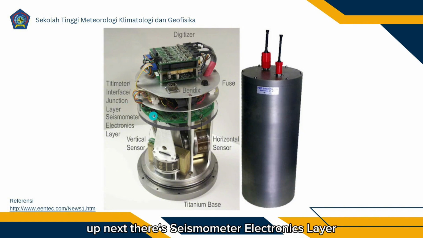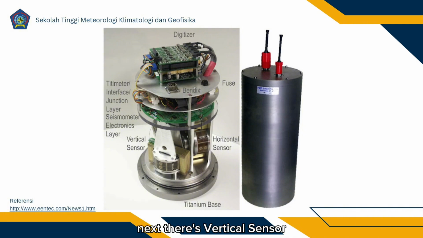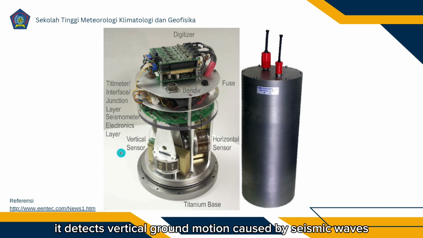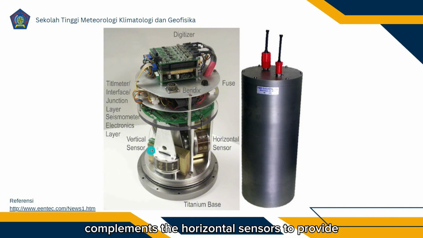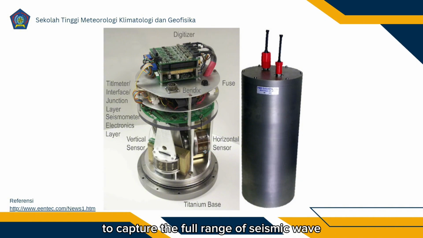Up next, there's the seismometer electronics layer. It houses the electronic circuitry required for signal amplification, filtering, and initial processing of raw seismic data. Next, there are the vertical sensors. They detect vertical ground motion caused by seismic waves, and complement the horizontal sensors to provide a complete 3D picture of seismic activity. Then there are the horizontal sensors, which measure horizontal ground motion in perpendicular directions to capture the full range of seismic waves.